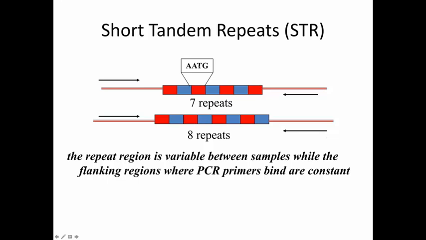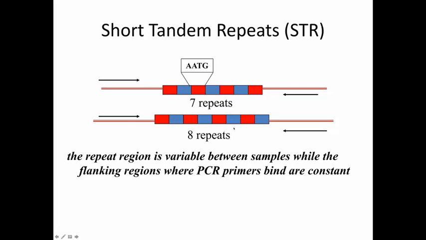So when you're looking at short tandem repeats, the repeat region is variable between the samples, but the flanking regions where the PCR primers are binding have to be constant so that they can have one kit that everybody can bind to and everybody can do the exact same PCR reaction. And all they then need to determine is what is the overall size.